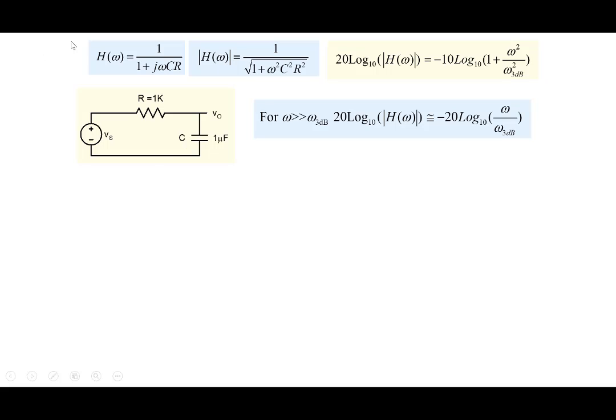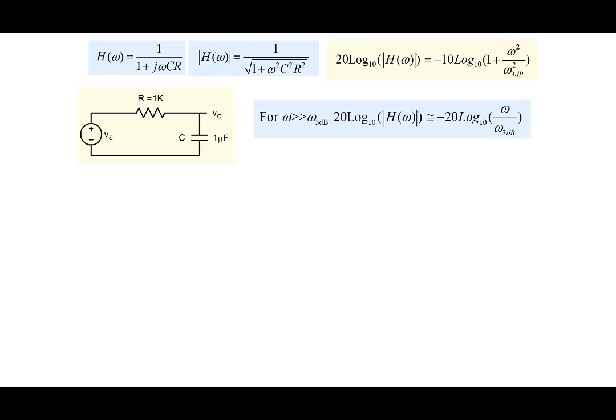Well, in this case, omega 3 dB is 1 over CR, or F3 dB is 1 over 2 pi CR. The other thing is, we've seen that the signal starts to get rapidly attenuated for omega much greater than omega 3 dB. So if we take this transfer function, for omega much larger than omega 3 dB, we can neglect the factor 1, and then it becomes simply omega squared by omega 3 dB squared, and we can take the 2 out, and it becomes minus 20 log 10 omega by omega 3 dB.